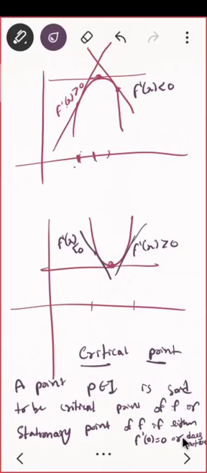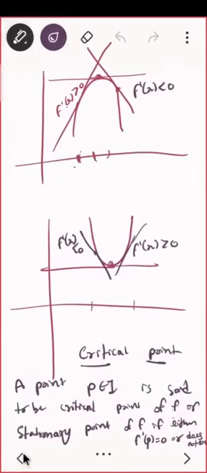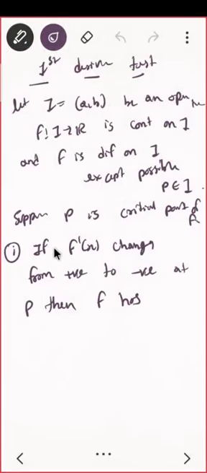I have to write it for local maxima. Perfect. I have already told you. Look at the graph. Here you see the sign changes from positive to negative, correct? Then it is local maxima. So, first derivative: if f dash of x changes from positive to negative at point P, then f has a local maximum at P.